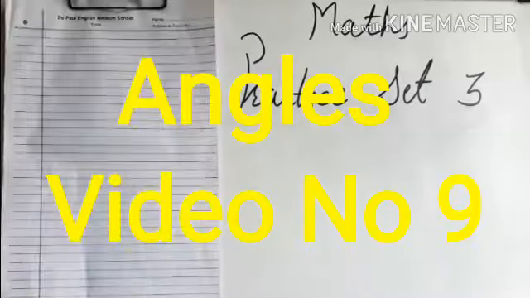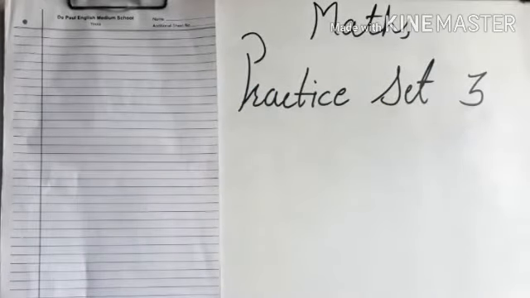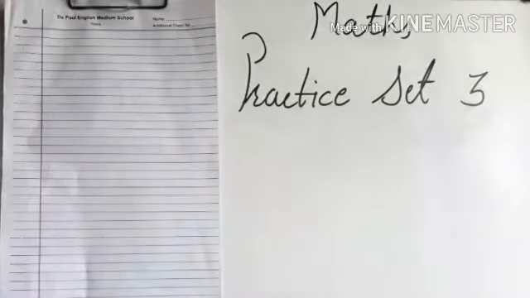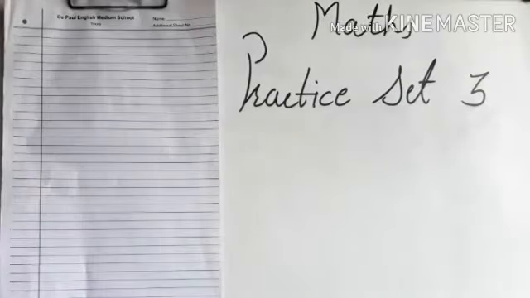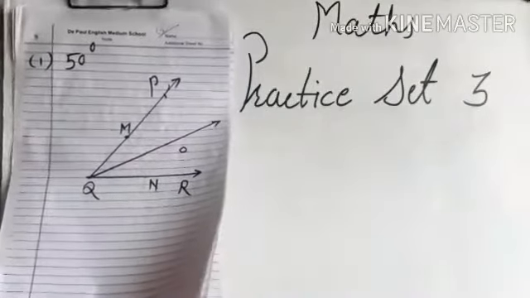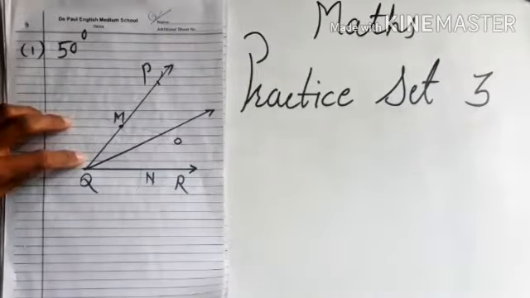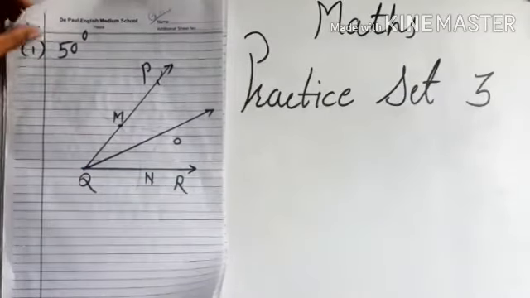Students, in my last video, we have seen practice set 3 questions. In that, the first three examples I had solved for you. The first angle was 50 degrees, so we had drawn the 50 degree angle and bisected it.